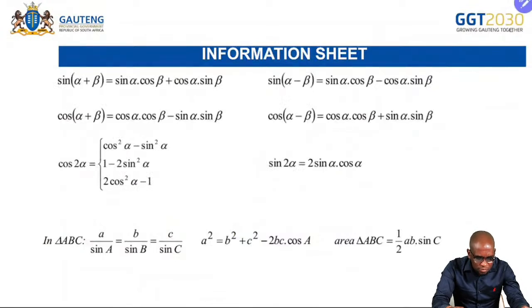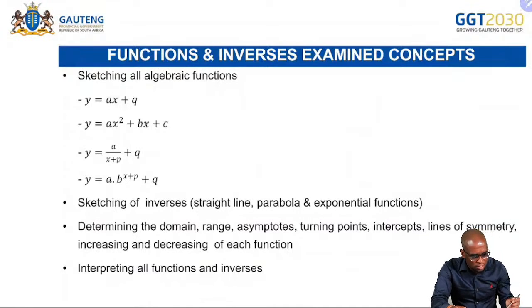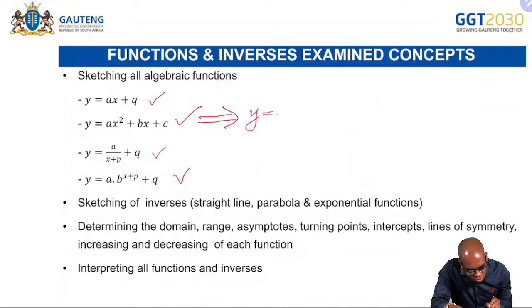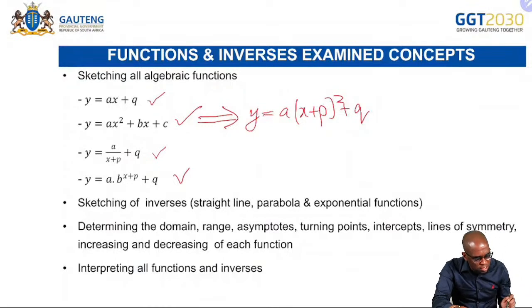Right, obviously we then move on to the next one, which also is trigonometry, which is part and parcel of paper 2. And then from there, let us look at the examined concepts in functions. Now, the sketching of these functions. Sketching of a linear function, a quadratic function, a hyperbolic function, and an exponential function. You should know how to sketch all of them. Remember now, this one also has a different form: y = a(x + p)² + q. The turning point form. You should also be able to sketch all those functions.